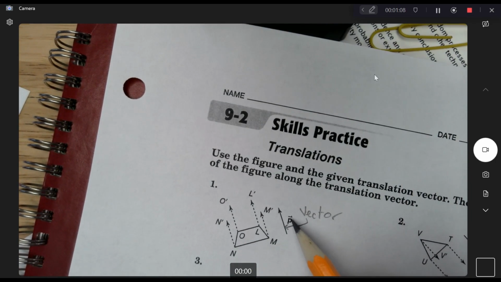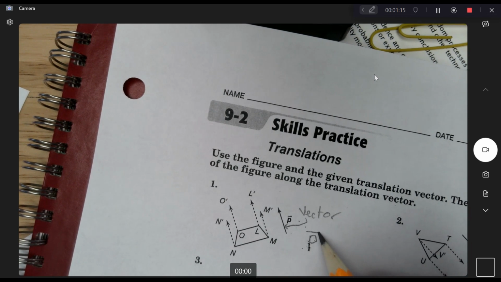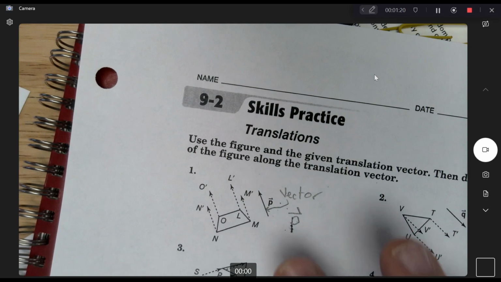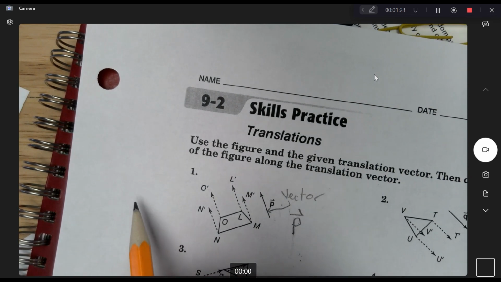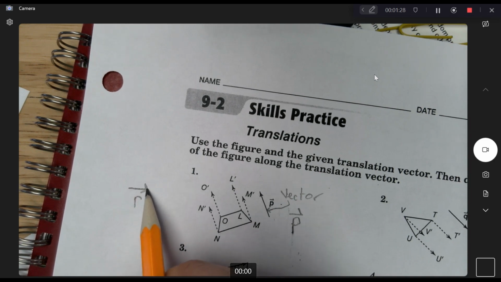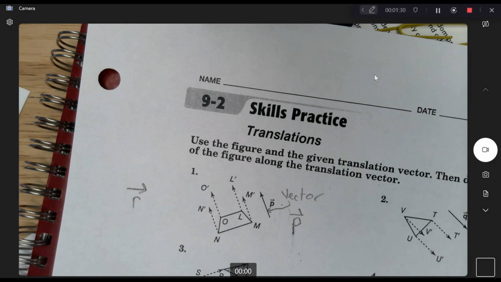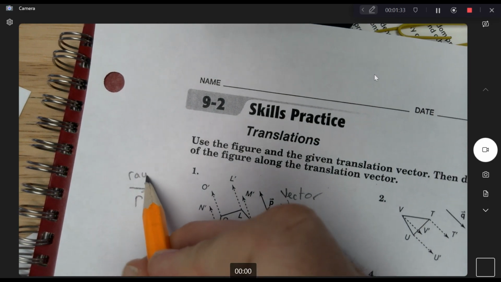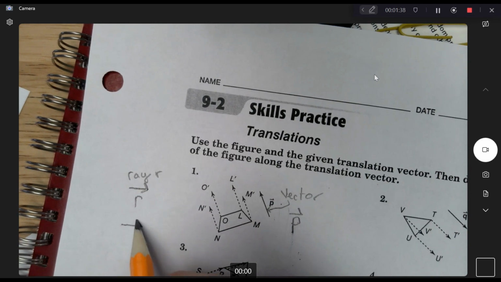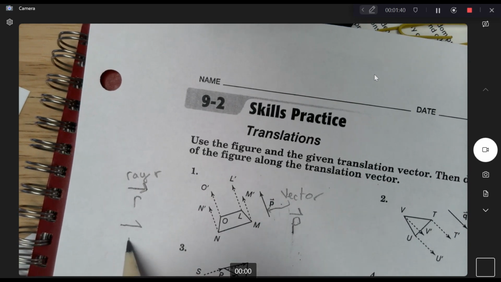You can see that it's written, kind of hard to see here, as a P. Then it has an arrow on it, but the arrow only goes back one way, as opposed to when we make a letter for a ray, where we do an arrow going back both sides. So that's ray R, we would say, and this would be where we just go back one way. That would be like vector P.